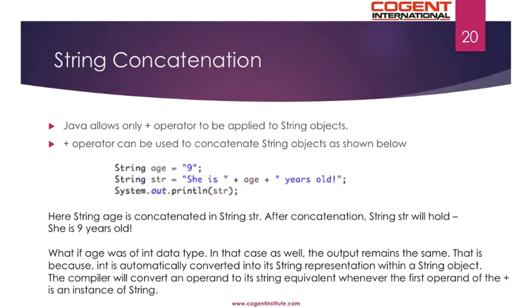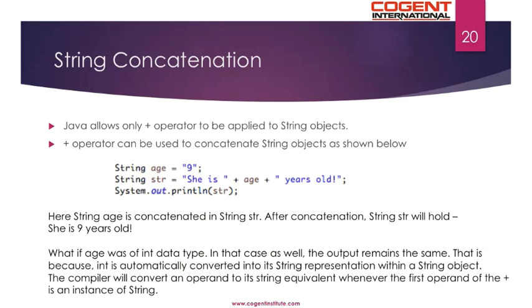String concatenation. Java allows the plus operator to be applied to string objects. The plus operator can be used to concatenate string objects as shown below. We have age of type string, which is assigned a value of string literal 9. We have str, which is of type string, which is assigned a value of the concatenated string. Here, string age is concatenated in string str. After concatenation, string str will hold she is 9 years old.